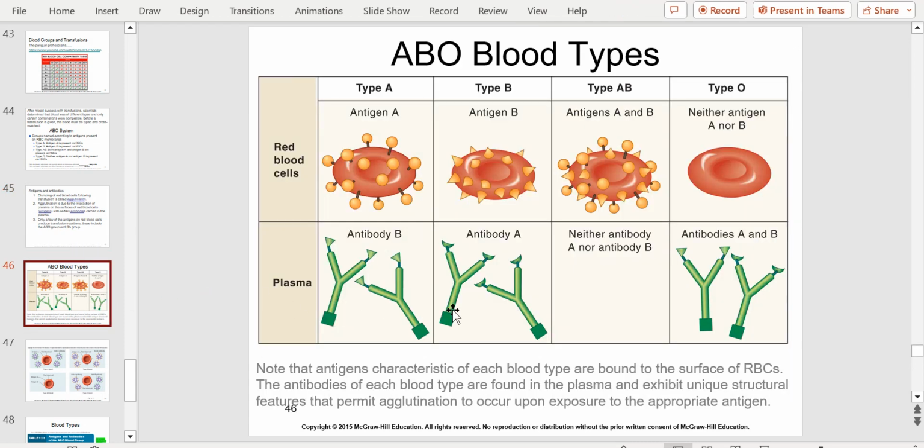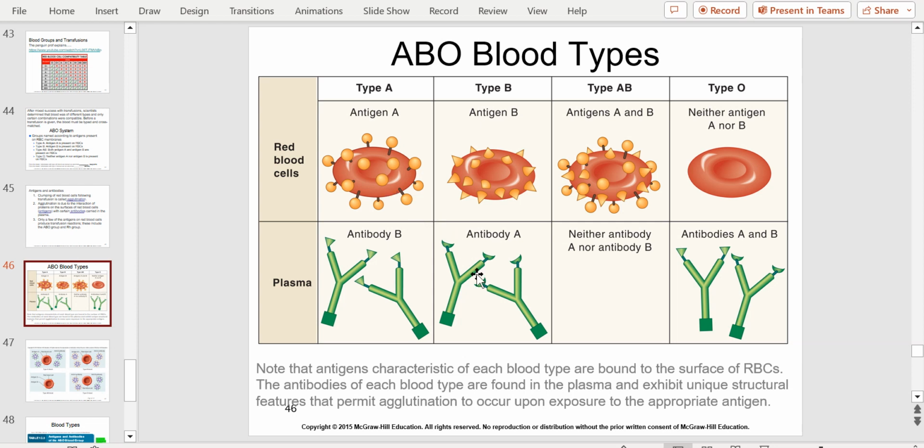Going back into the slide, we've gone over the antigens for the 4 different types. But within the 4 different types, there are also antibodies floating around in the plasma. Now, this type of blood, type A, has type A antigen, but it has type B antibody. So it's looking for those. As long as there are none of those in this person's blood, everything's hunky-dory. Everything's good. Type B has type B antigens, and type A antibody. So these are looking for those.